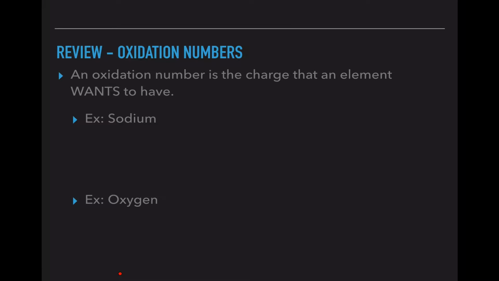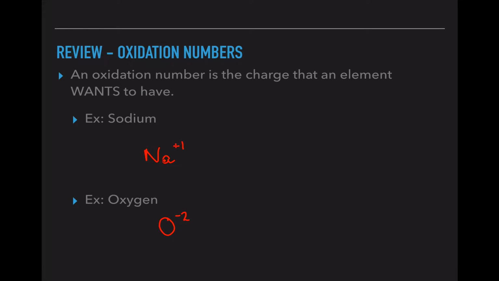So first we need to review what oxidation numbers are. Oxidation number is the charge that an element wants to have. So what charge will they have once they become stable? Sodium is in the first column. He has a single valence electron, so when he kicks them out, he will have a charge of +1. Oxygen is in the 16th column. He has 6 valence electrons. Once he fills the extra spaces, he wants to have a charge of -2.